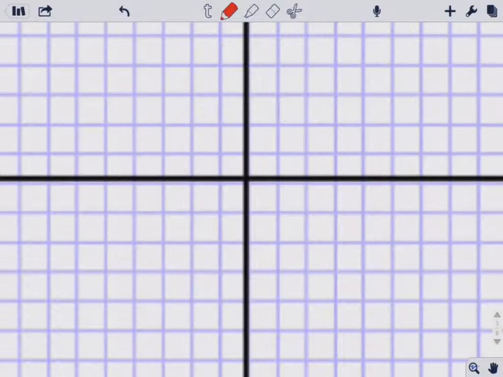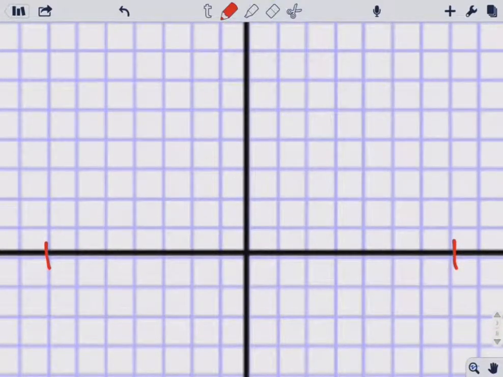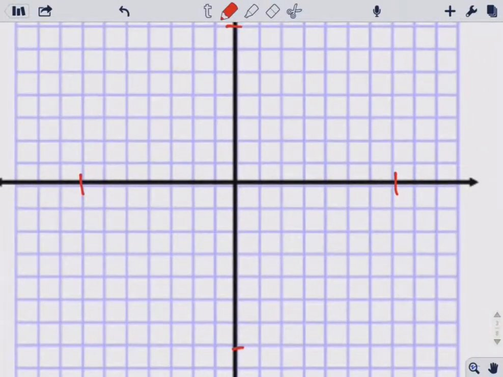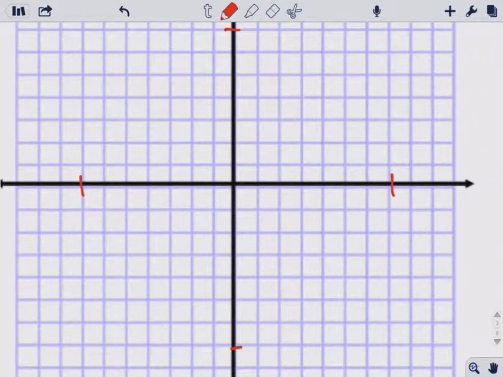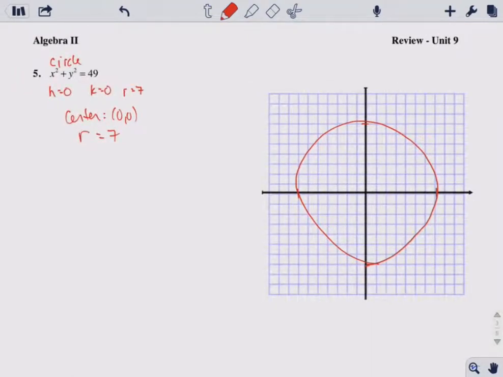So 7, 7, 1, 2, 3, 4, 5, 6, 7. 2, 3, 4, 5, 6, 7, 7, and 1, 2, 3, 4, 5, 6, 7. And just do your best. The big circles are hard sometimes. Put it through the points, and yeah, it's a little lopsided, but there's your circle. Center at 0, 0, radius is 7.